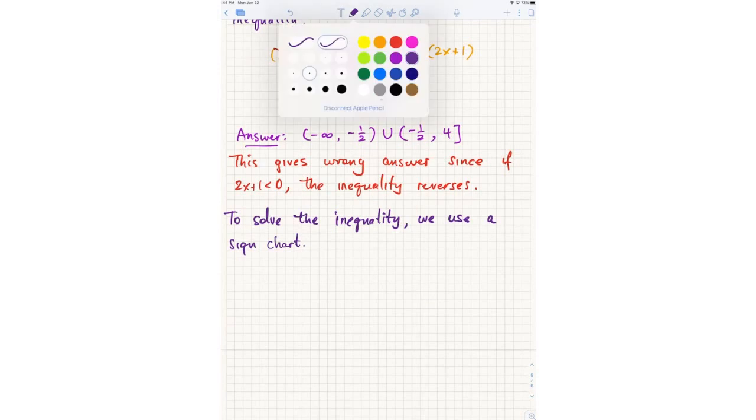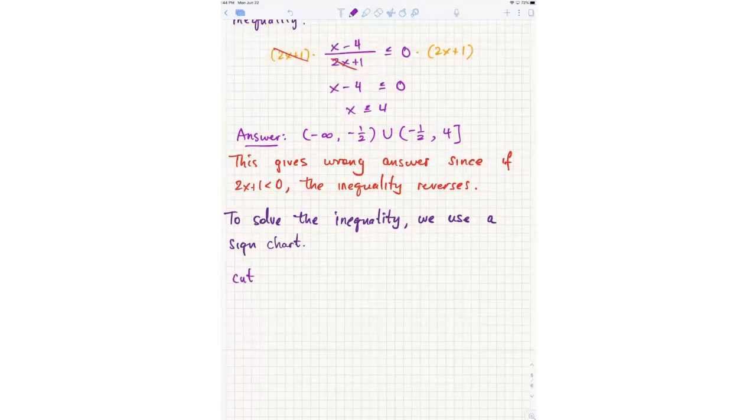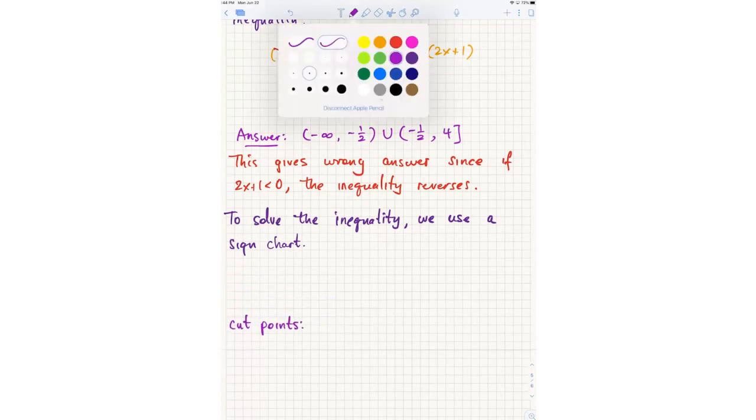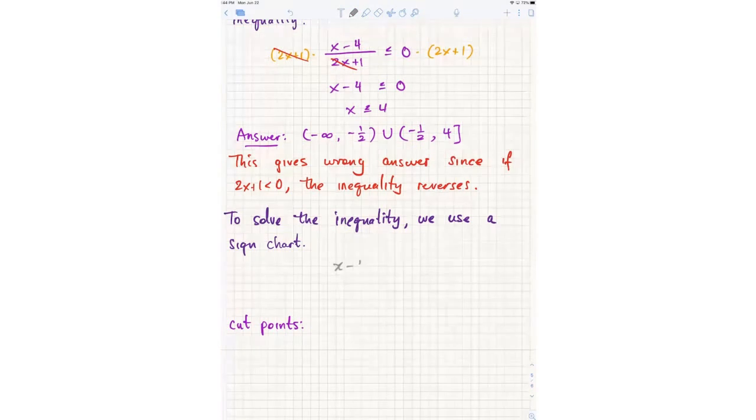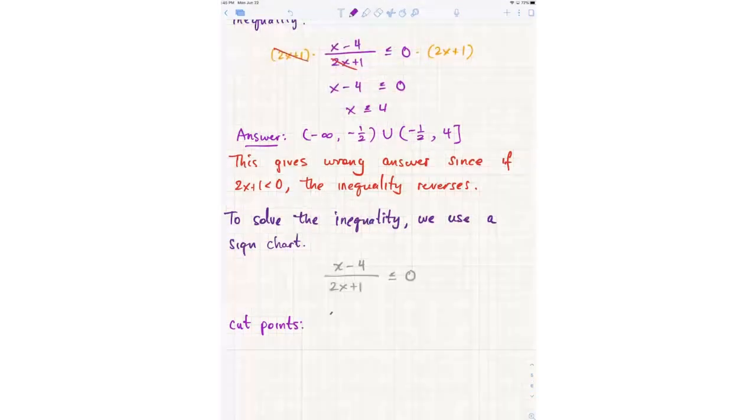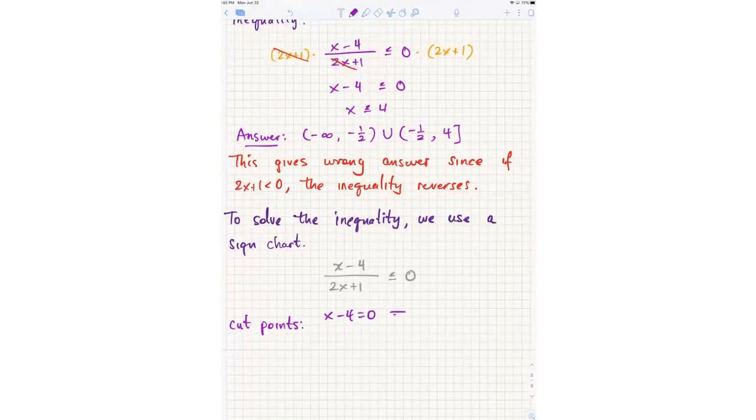So the first thing we have to do is, as was already noted, we first find our cut points. So first, let me just rewrite the original inequality. The original inequality is x minus 4 over 2x plus 1 less than or equal to 0. To find the cut points, you set the numerator equal to 0, and I get x equals 4. And then you set the denominator equal to 0, and I get x equals negative 1/2. So those cut points now get marked on our number line.